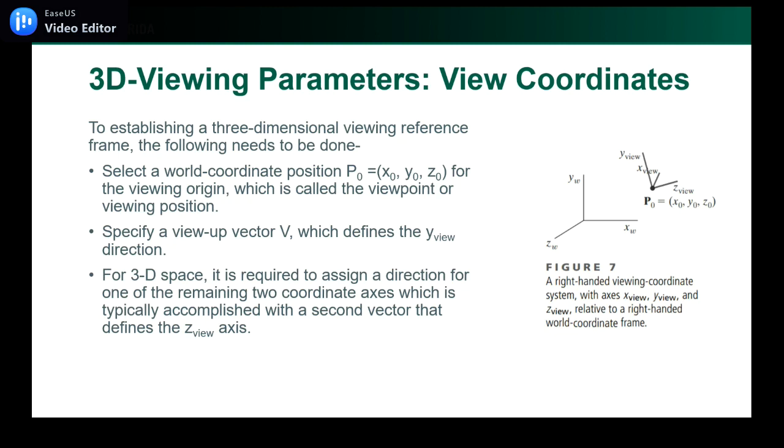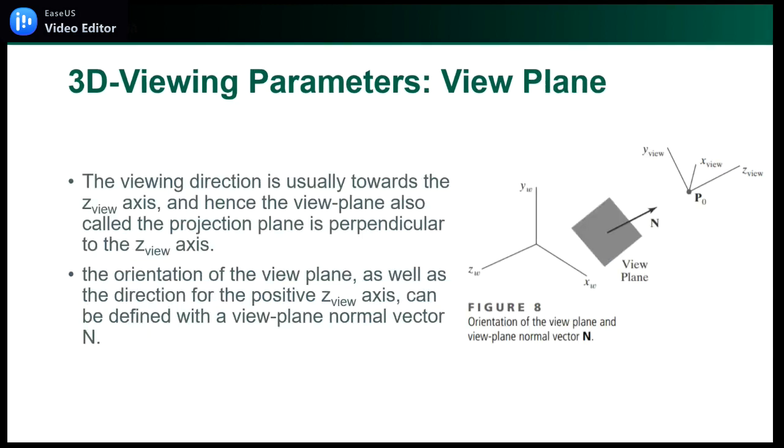Now I'm going to talk about a 3D viewing parameter called the view plane. Because the viewing direction is usually along the z view axis, the view plane is normally assumed to be perpendicular to this axis. Therefore, the orientation of the view plane as well as the direction of the positive z view axis can be determined with a view plane normal vector called N.